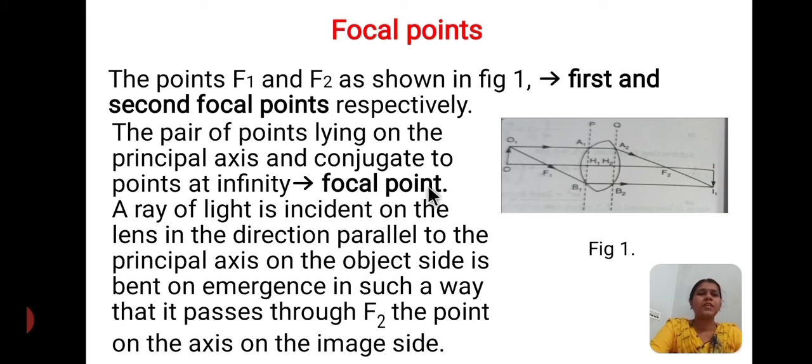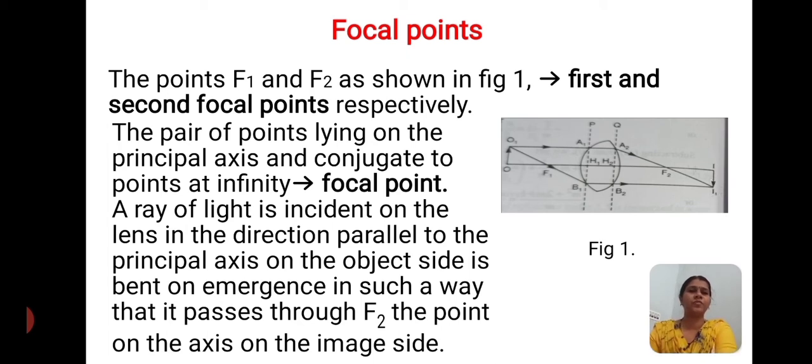Okay. Let us consider a ray of light here. The ray of light is incident on the lens in such a way that its direction is parallel to the principal axis on this object side. This is the object, this one is the image here. So now the ray of light is incident.